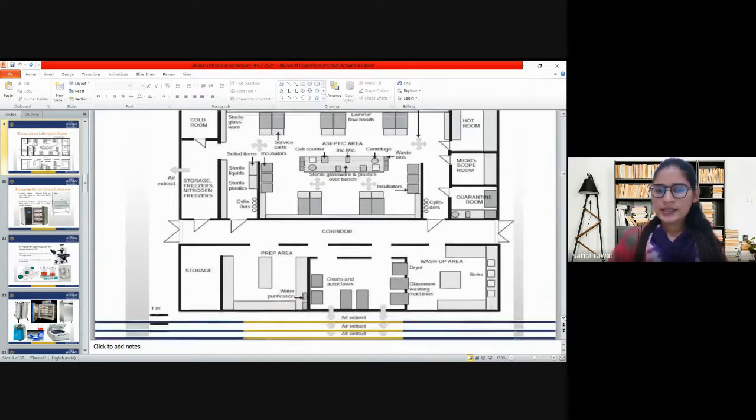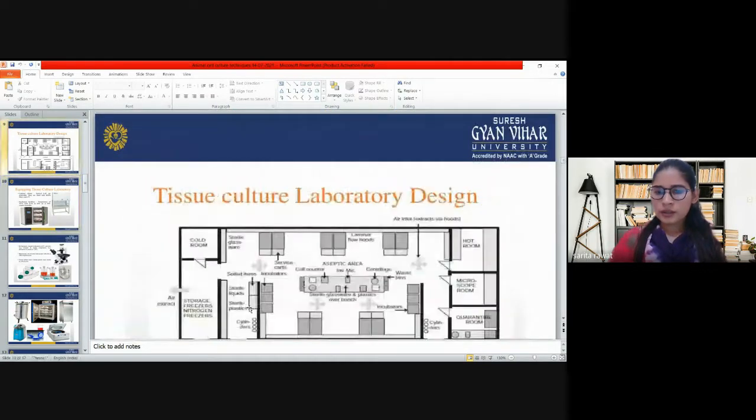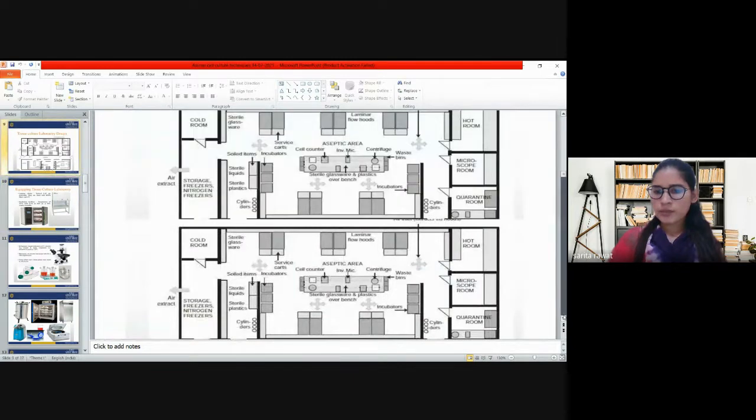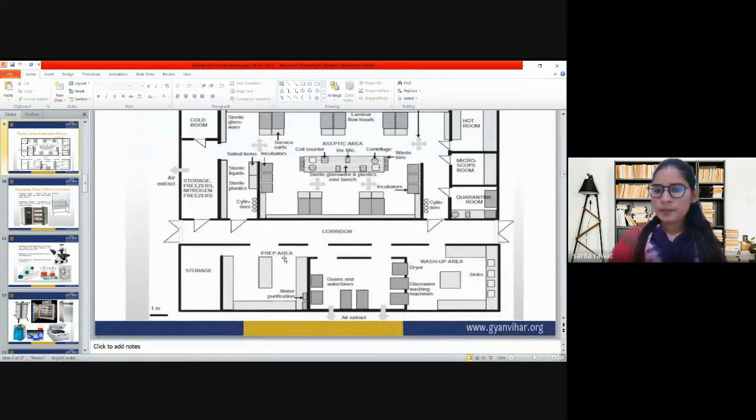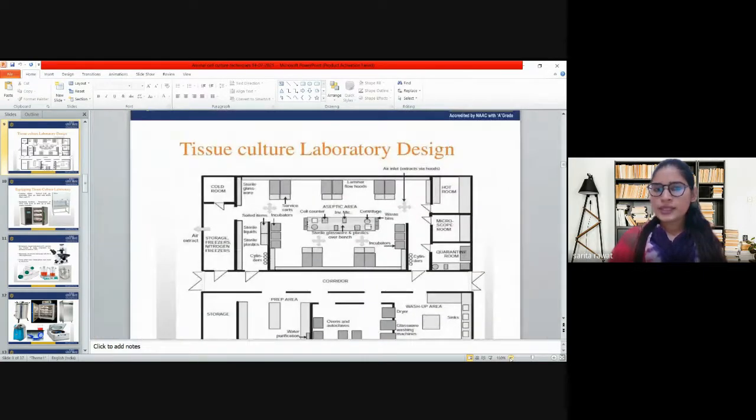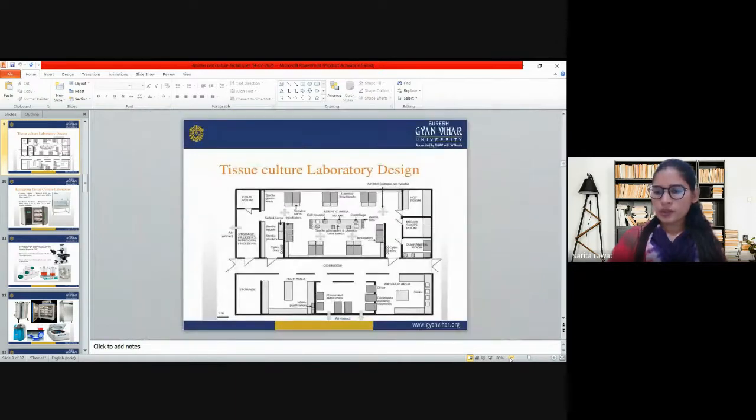Then it has the storage. It has storage and preparation areas, water purification areas, and corridor, ovens and autoclaves. Here is the air exit, and this is wash up areas, dryer, glassware washing machines, and sinks. So this is the whole layout of the tissue culture laboratory.